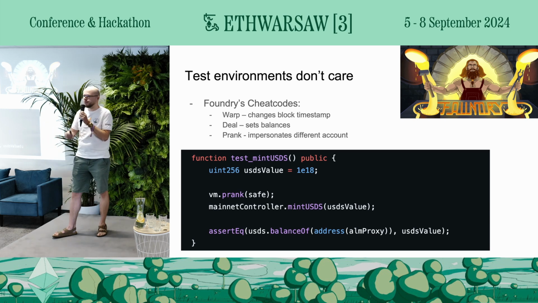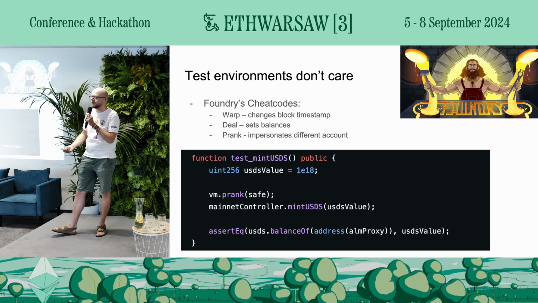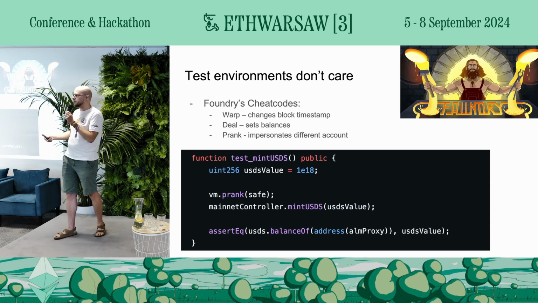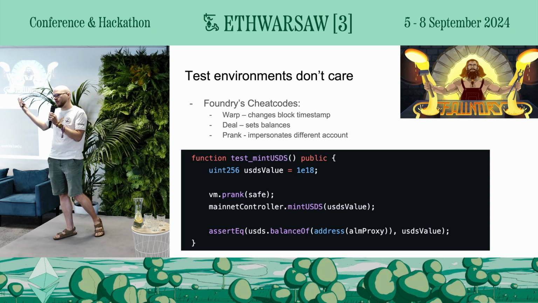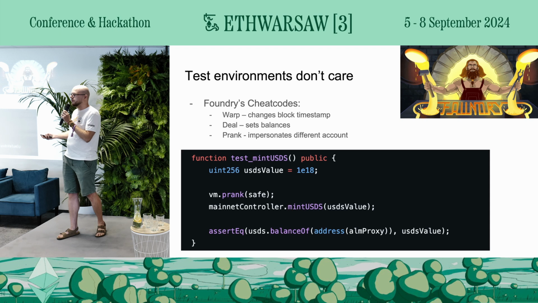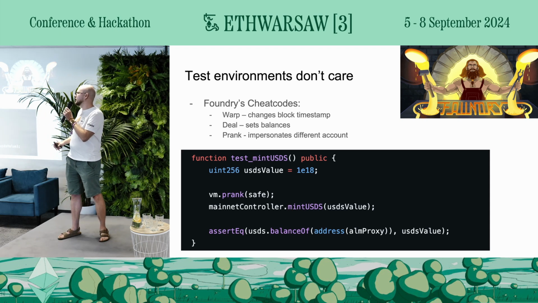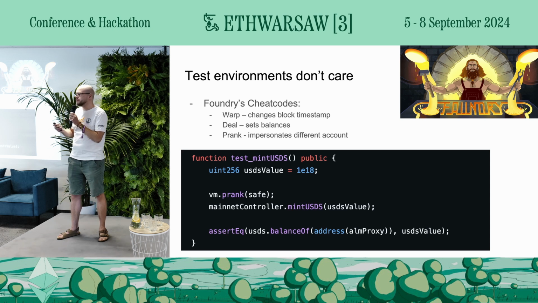Then finally, we can prank accounts. This means that we impersonate an account whose private key we don't know. This is extremely useful when, for example, you have an oracle and you want to push a new price. You just impersonate some kind of relayer and you interact with the oracle contract as if you are its owner. We do things like this in test environments, and every single test environment that allows you to write tests for smart contracts has some similar notion of cheat codes.